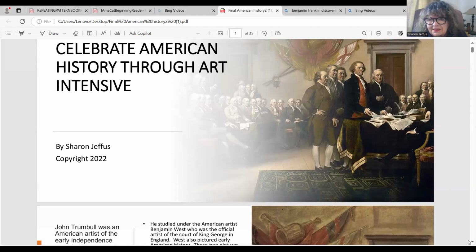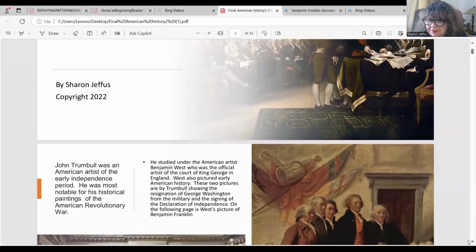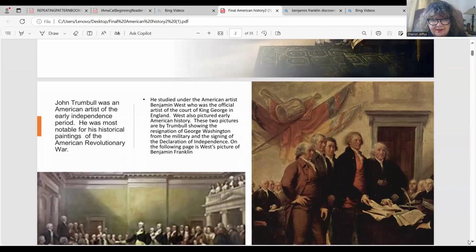You can look at the details, look at the people, some portraits of people that you recognize, and we'll talk about that. John Trumbull is most famous for his pictures of the Revolutionary War and the founding of America.